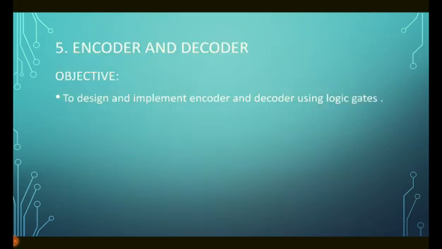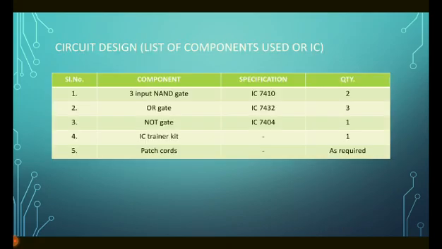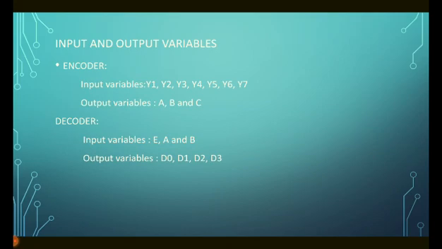So the last one is encoder and decoder. The objective is to design and implement encoder and decoder using logic gates. Circuit design, list of components used or ICs. Here we use 5 components in total: 3 input NAND gate, OR gate, NOT gate, IC trainer kit, patch cord. Input and output variables. In the encoder we have 7 inputs and 3 outputs. In the decoder, including the enable pin, we have 3 inputs, and we have 4 outputs.